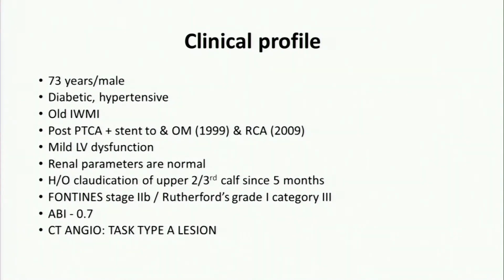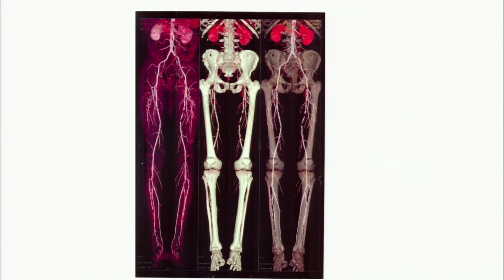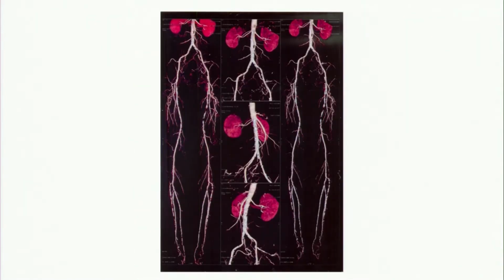He is in Fontaine's stage 2B or Rutherford's grade 1 category 3. He had an ABI of 0.7 and his CT angio showed a TASC type A lesion in the CT. You can see the CT. But to our surprise, when we did an angio today, it was a totally occluded SFA. Over to Dr. Khanna to show you the angio pictures.